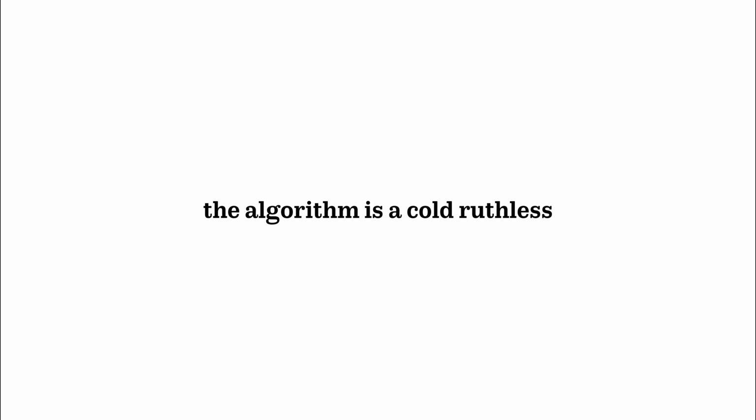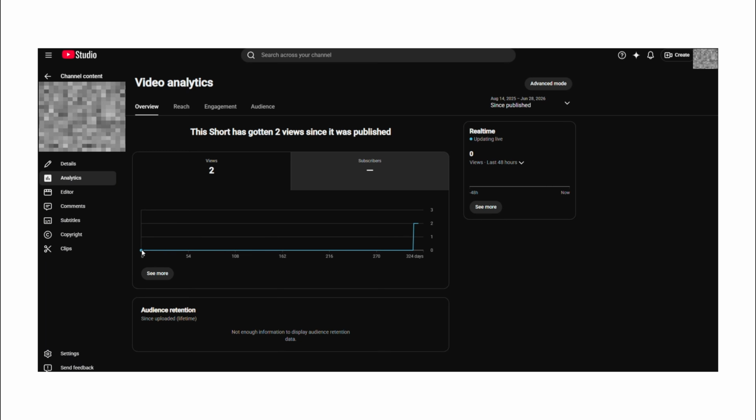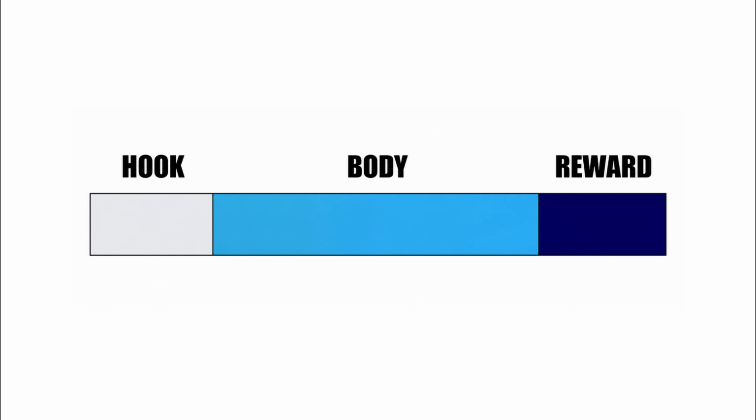The algorithm is a cold, ruthless, relentless machine. It does not care about your personality, your niche, or how hard you worked on the video. It only cares about one metric: retention. If viewers stay till the end, YouTube pushes it to millions. If they swipe away in 3 seconds, the algorithm kills your video instantly. To manipulate that graph, you have to engineer your video into 3 psychological phases.